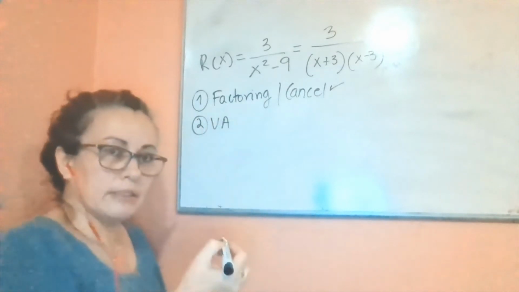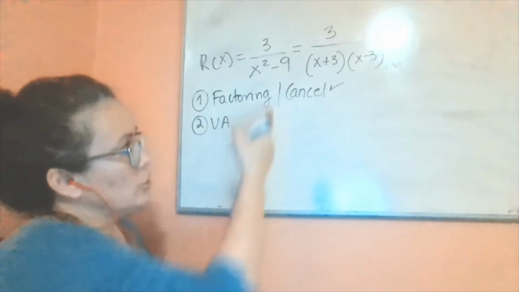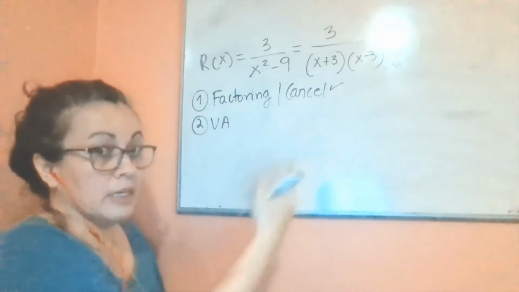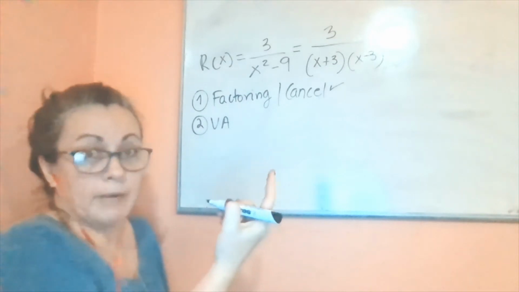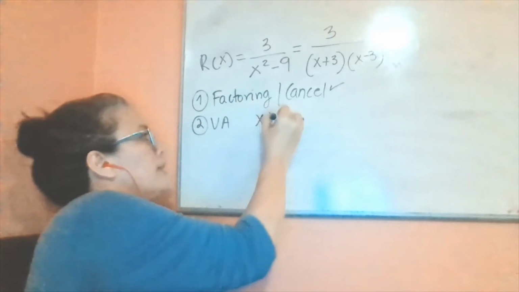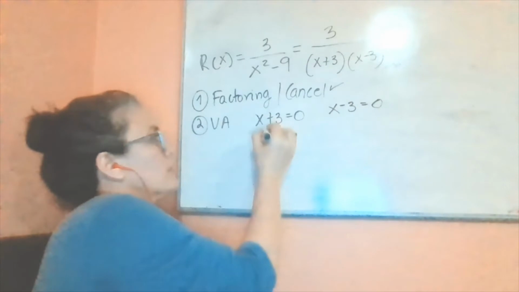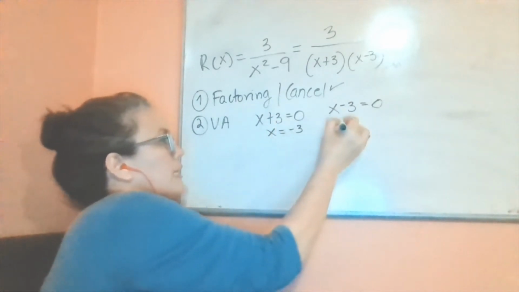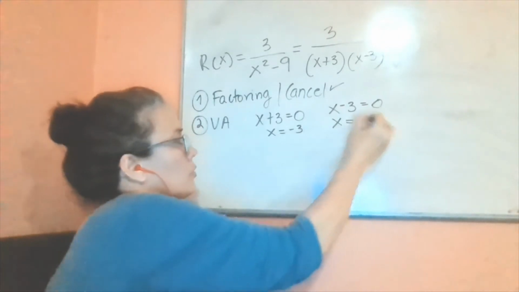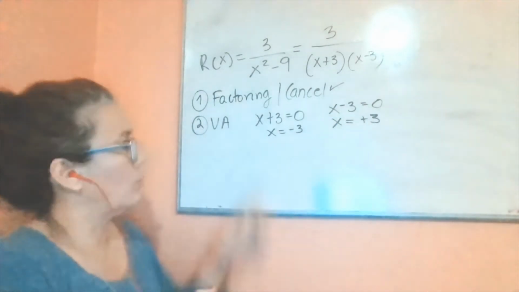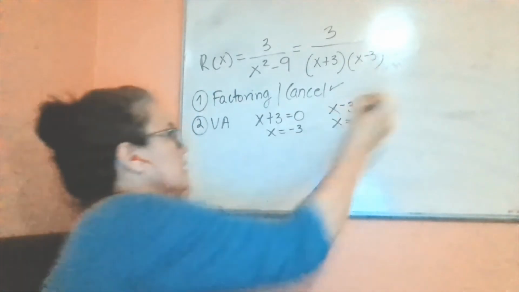Number 2, find the vertical asymptotes. Vertical asymptotes is really simple because once you're done with factoring, you just take the denominator that you have left, the one that you already have, because maybe you did some cancel, right? So I'm going to do x plus 3 equals 0, x minus 3 equals 0. Solving for x, I realize that I have two vertical asymptotes, one at -3 and the other one at +3. So far, so good. We did this.